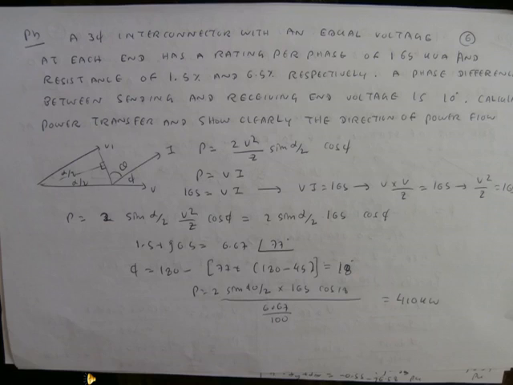So 1.5 plus j6.5 equals 6.67 angle 77 degrees. So phi equals 180 minus 77 plus 180 minus 45, so you get 18 degrees. So the power P equals 2 sin(10/2) multiplied by 165 cos 18 divided by 6.67 divided by 100.